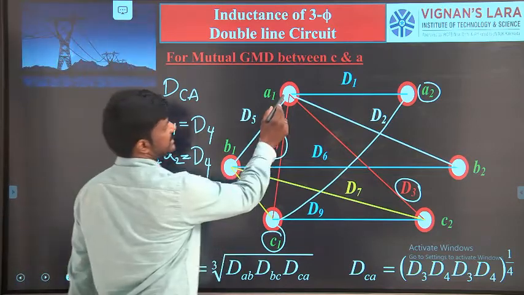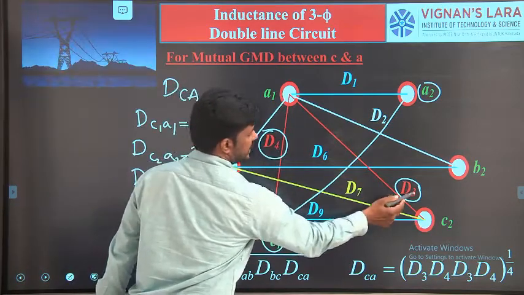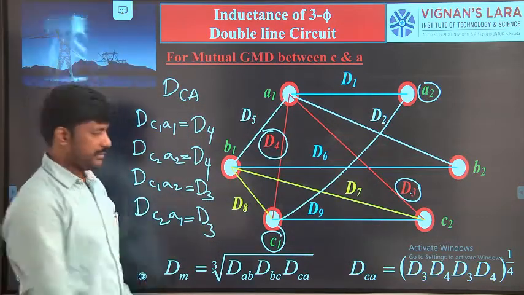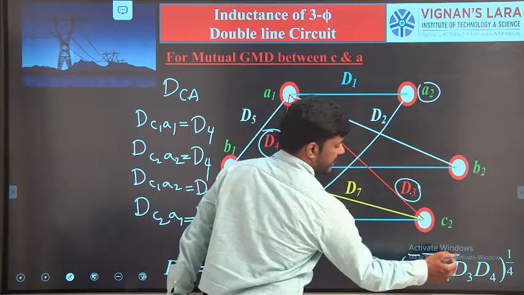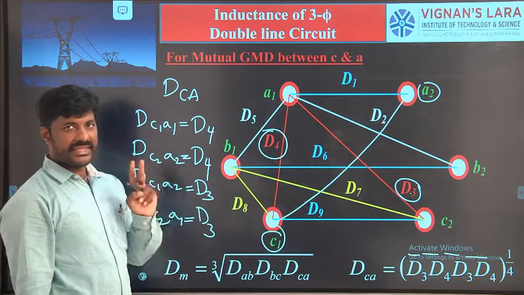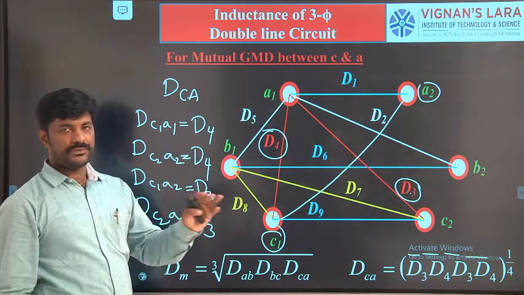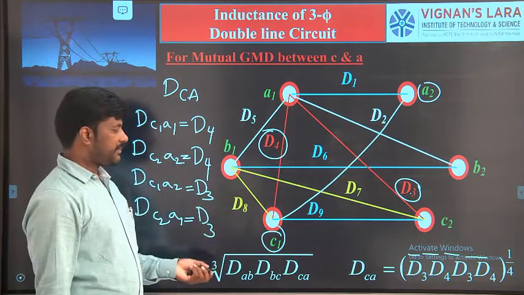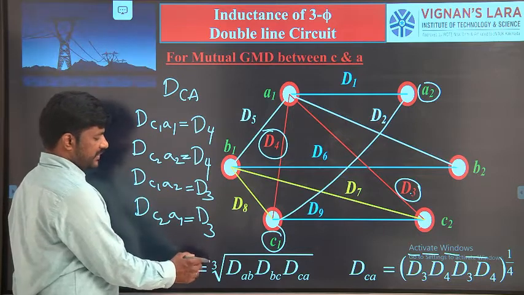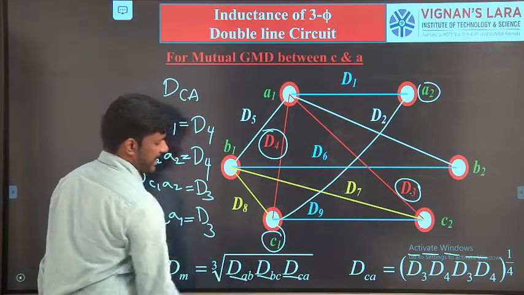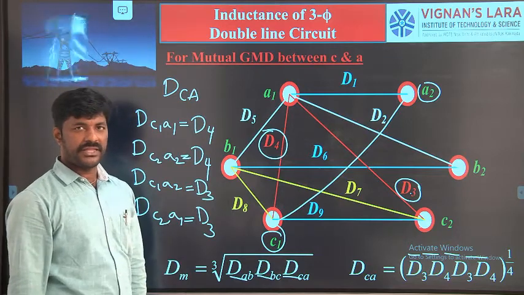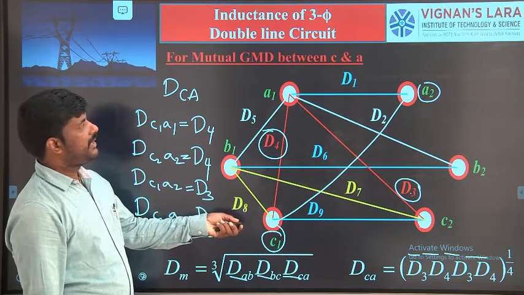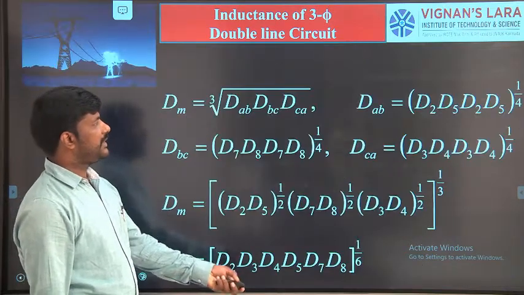C2 A1. Yes, this is A1 and this is C2. Corner distance D3 means 2 D4s and 2 D3s. You can observe here D3, D4, D3, D4. 2 D3s and 2 D4s, total 4 terms, multiply them, whole to the power 1 by 4. Like this we can get the geometric mean radius of the 3-phase double line circuit. Multiplying all those 3 values AB, BC, CA, whole to the power 1 by 3, gives you the overall mutual distance. Let me show you how to calculate the overall mutual distance.